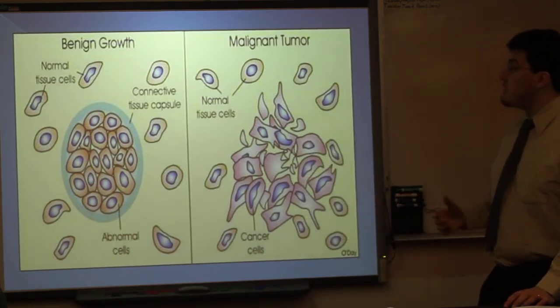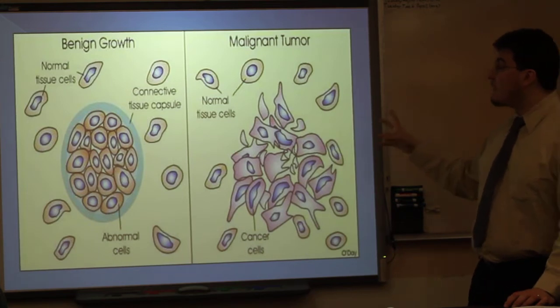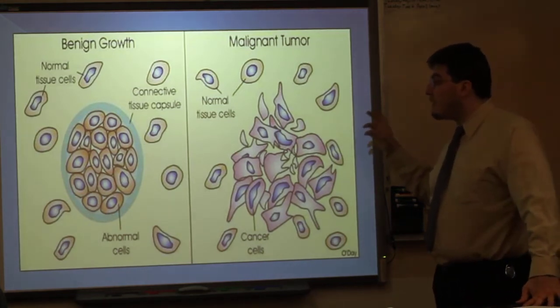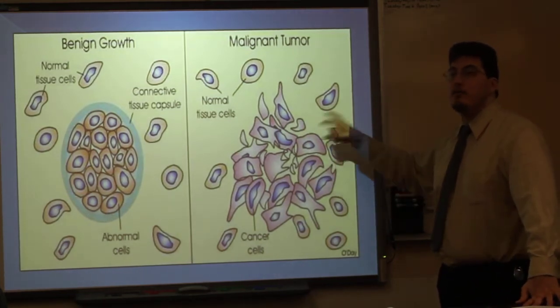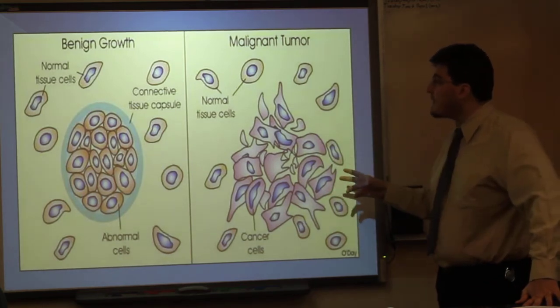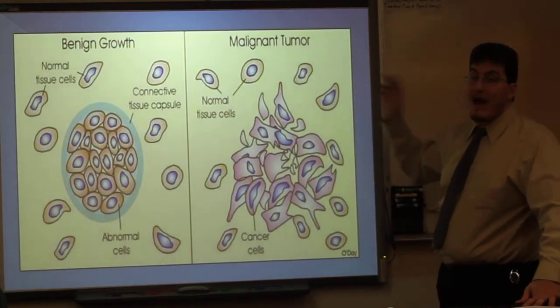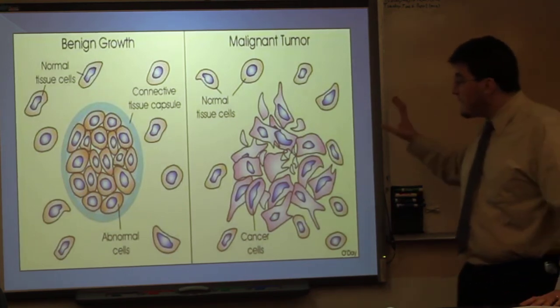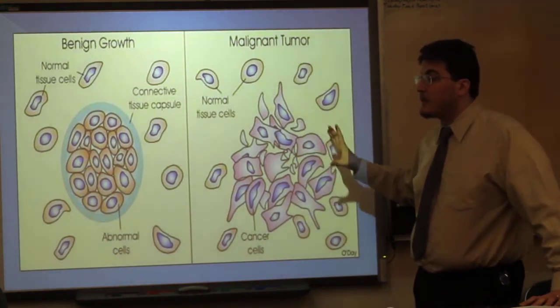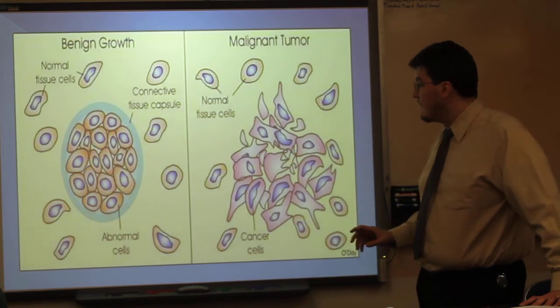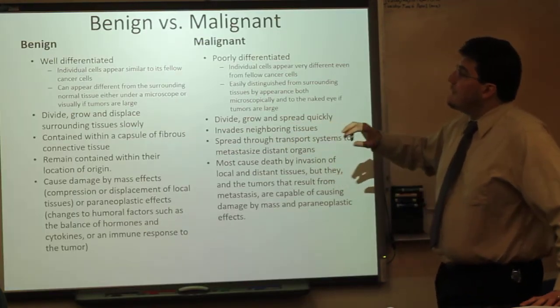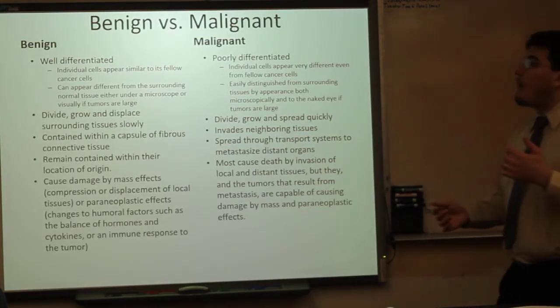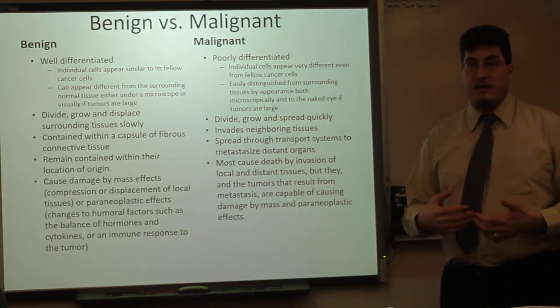In a malignant tumor, the cells of the tumor may not even look like cells of the tumor. They may look completely different from one another, and they will look totally, radically different from normal cells in the surrounding tissue. These will typically not be walled off in some kind of connective tissue capsule. Now, that's what we call well and poorly differentiated.